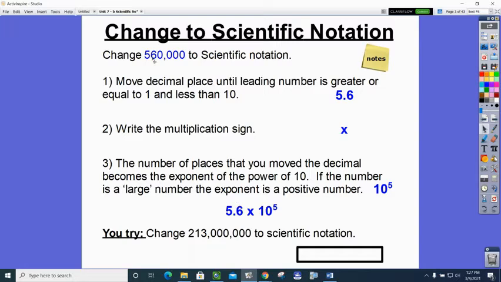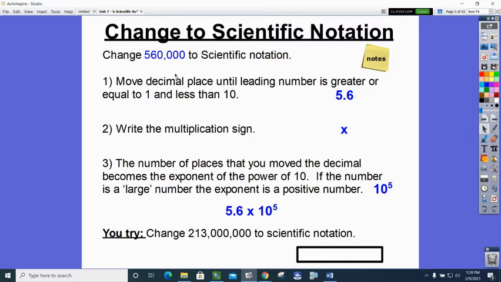Now I want you to go back up to this number and imagine that the decimal is sitting in between the 5 and the 6. You need to multiply it by a power of 10. So basically look at the number of places to the right, and you can see 1, 2, 3, 4, 5. So I have to move that decimal 5 places to get it to the 5.6. So I'm multiplying by 10 to the 5th.